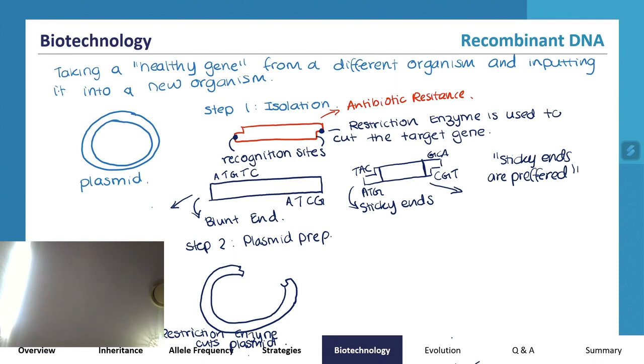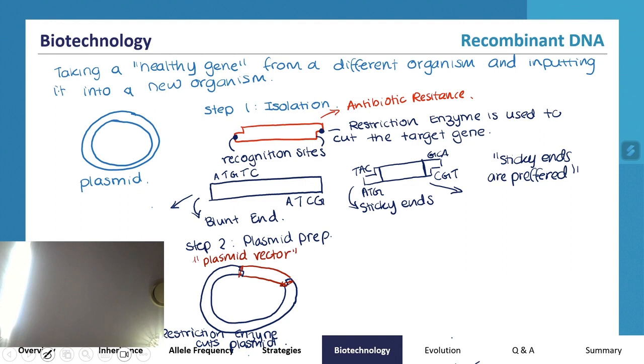The target gene, which I'm going to code in red, by the way, is then inserted into the plasmid vector, and it should fit snug against each other because they were cut using the same enzyme. If it's a sticky end, the base pairs at each of the ends will actually bond together and cause a very, very snug fit into that vector. This now becomes what is known as a plasmid vector because the target gene has been inserted inside.